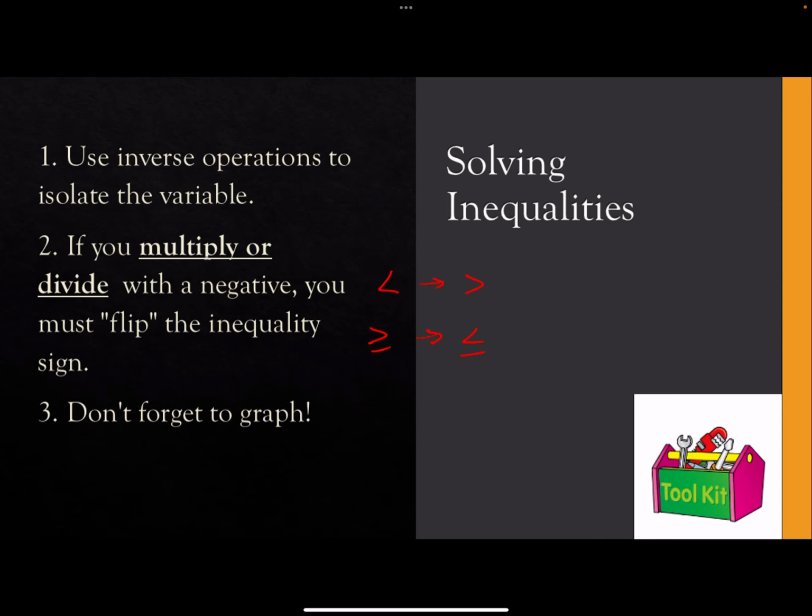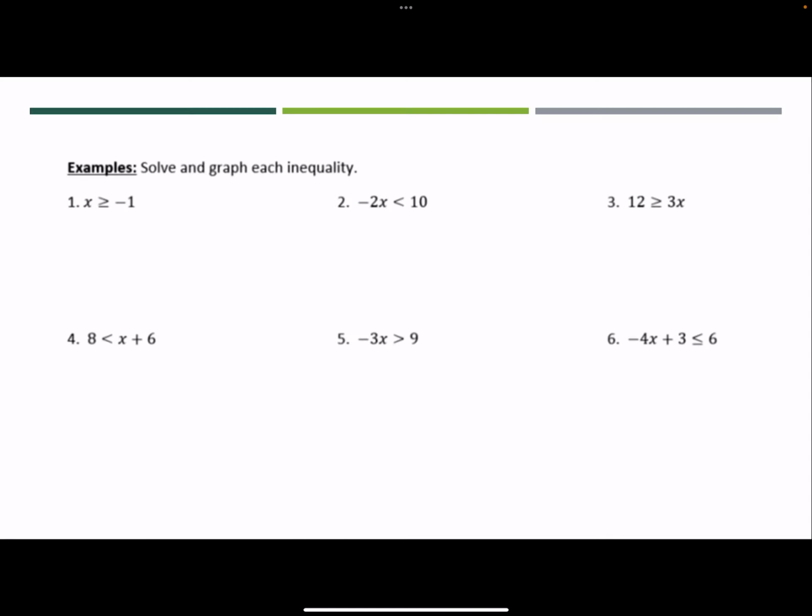All right, let's try some examples. So here's number 1. We want to solve and graph. So we have x is greater than or equal to -1. That's already solved for x. X is by itself, because here's where I would kind of divide the inequality into 2 parts, and x is already by itself, right? So I don't have to do anything to solve. I'm just going to graph.